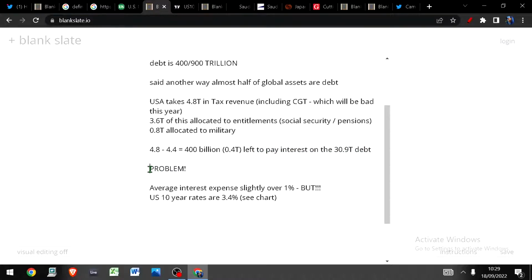So of course this is a massive problem. Stick with me because it only gets worse. The average interest expense used to be slightly over 1%, but the US 10-year rates are at 3.4%.